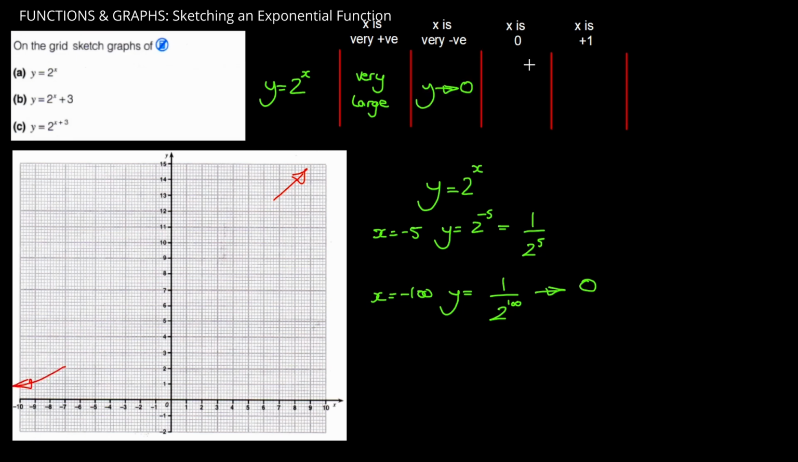We need to look now where x is equal to 0. So if x is equal to 0, y is equal to 2 to the 0, which equals 1. Any number raised to the power 0 is 1. So we know the graph goes through this point here. And this point, just for completeness, 2 to the power 1, y is equal to 2.